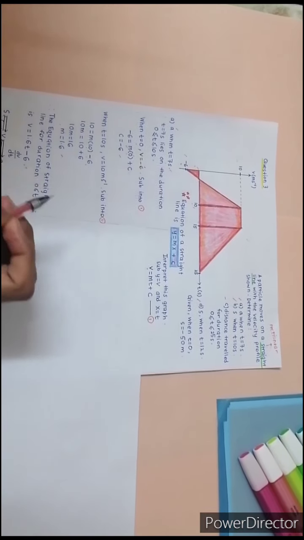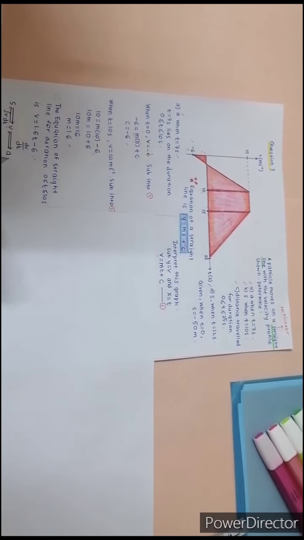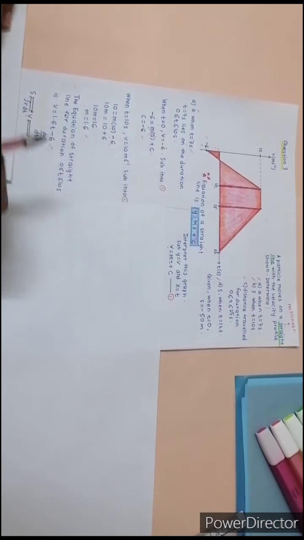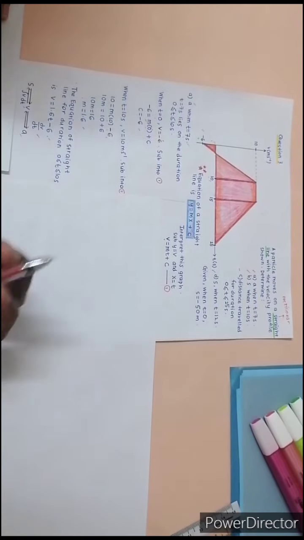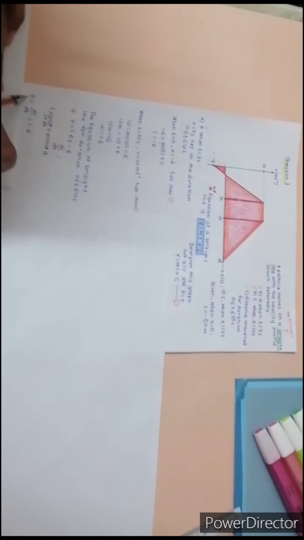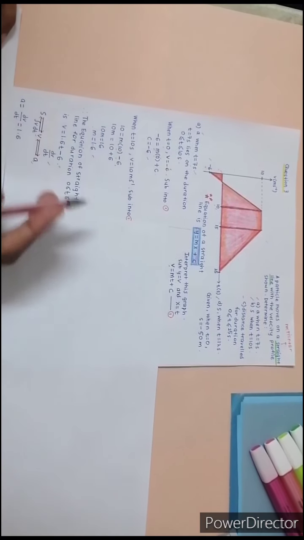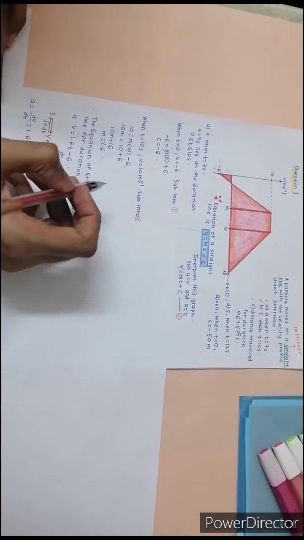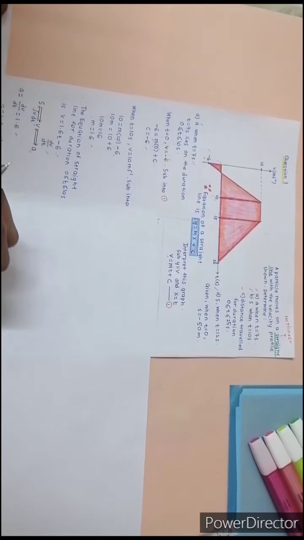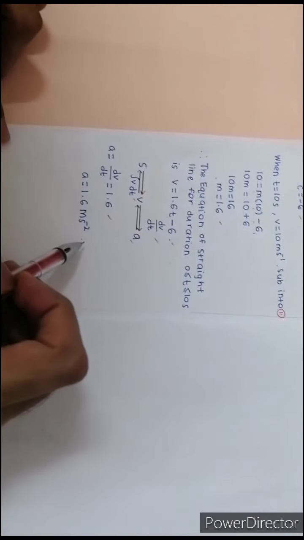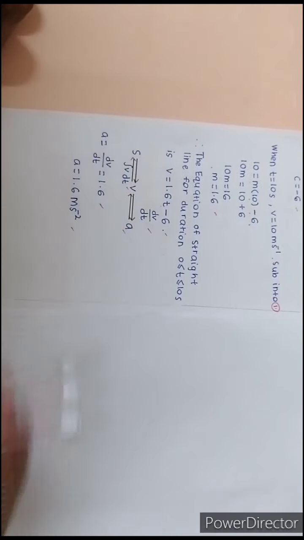As the question asks for acceleration, we already have velocity. To go from velocity to acceleration, we need to differentiate. So a equals the derivative of v, and when we differentiate this equation, we end up with 1.6. So for A, the acceleration equals 1.6 meters per second squared.